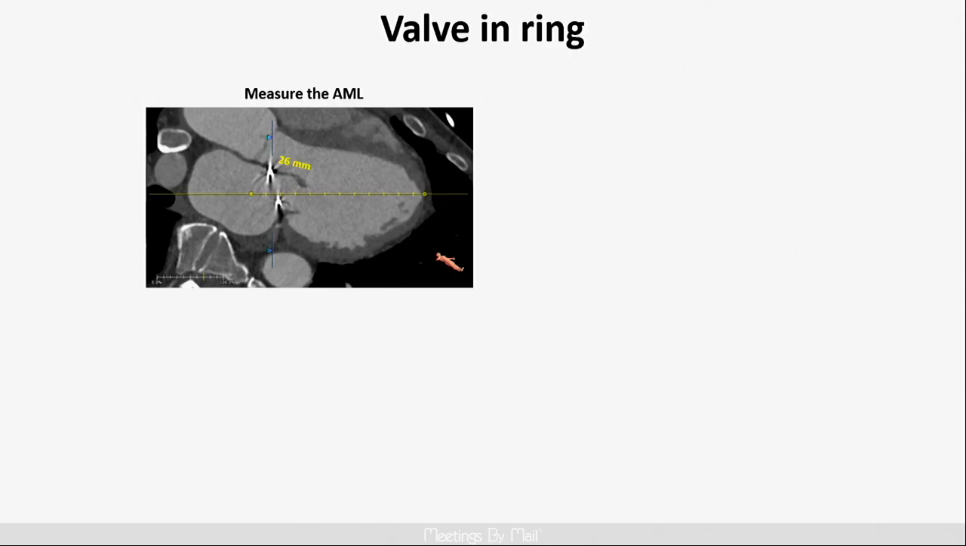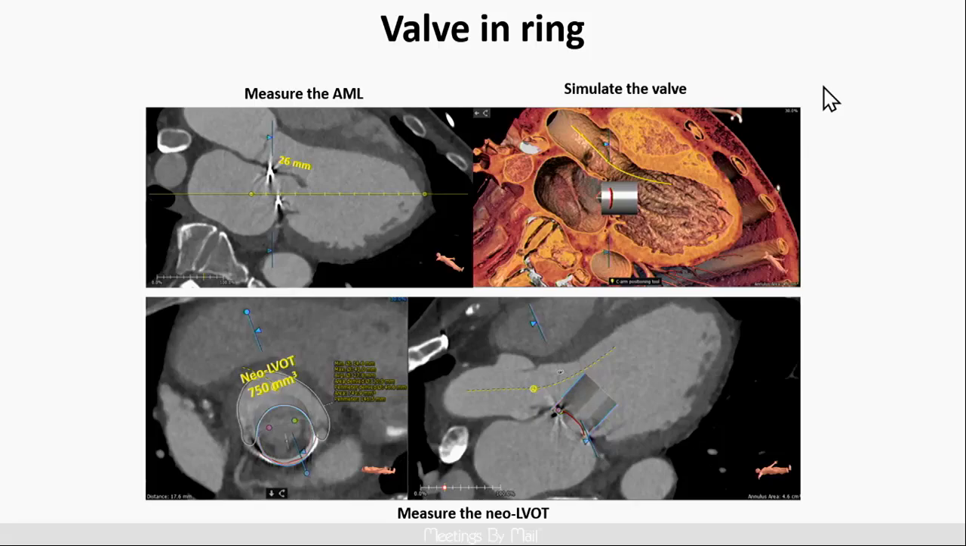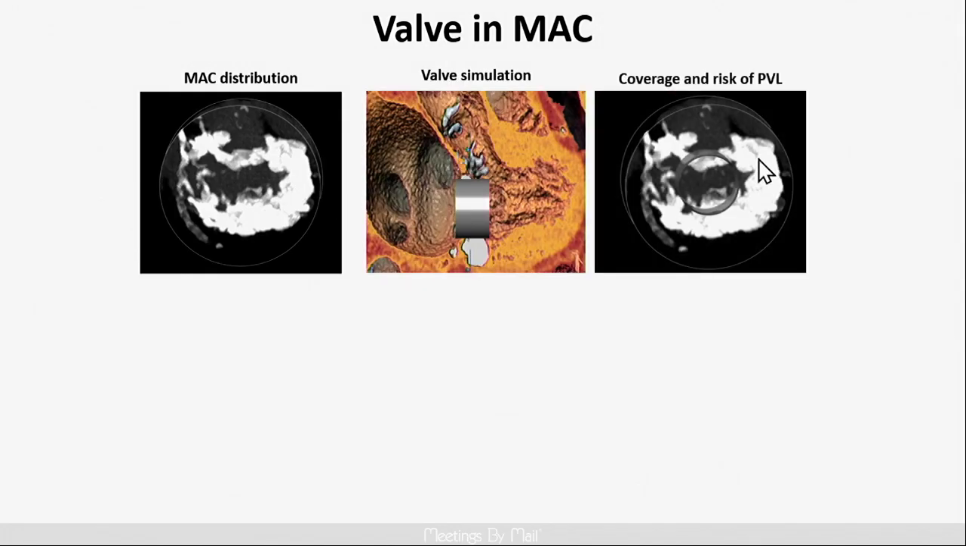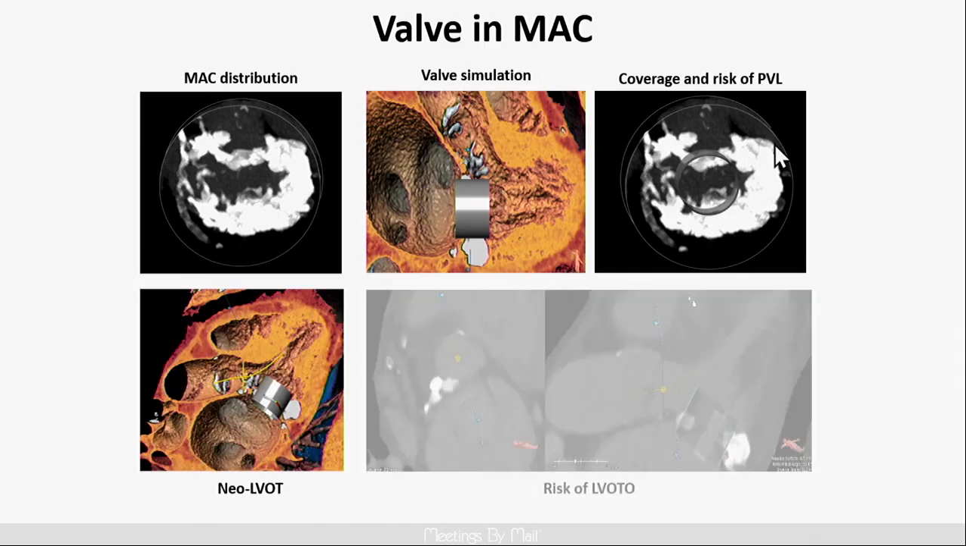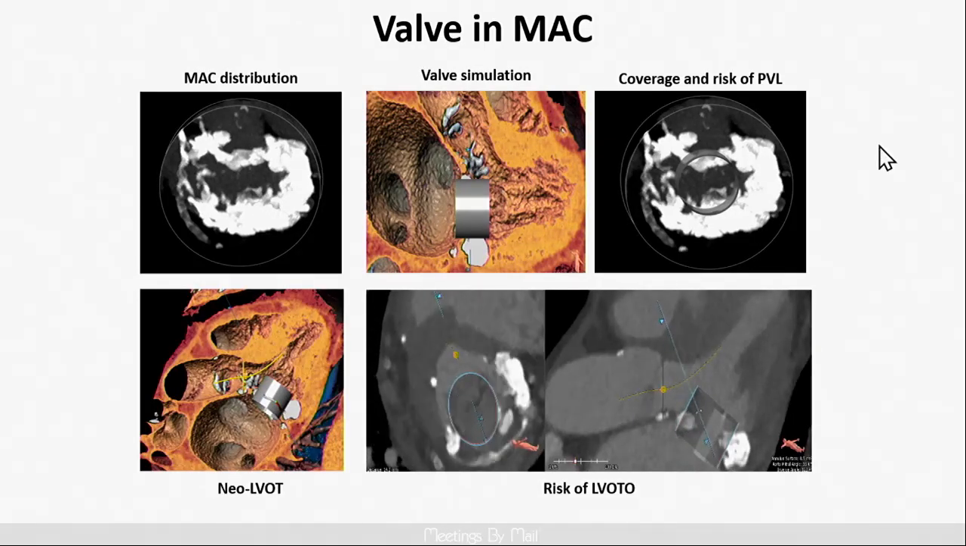Similarly, for valve-in-ring, you can look at the ring, measure the leaflet, simulate the valve, and then measure the risk of LVOT obstruction. And then finally, for valve-in-MAC, which is a huge unmet need, you can see the MAC distribution, simulate the valve, try to see if there are areas that are uncovered, and try to predict if there will be a PVL, and then simulate the valve and try to measure the LVOT ahead of the procedure.